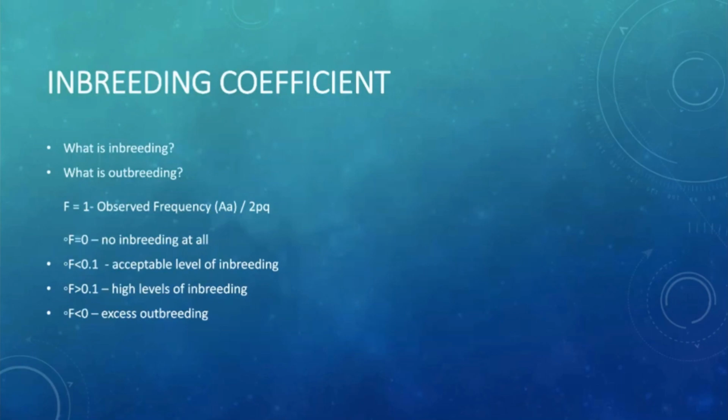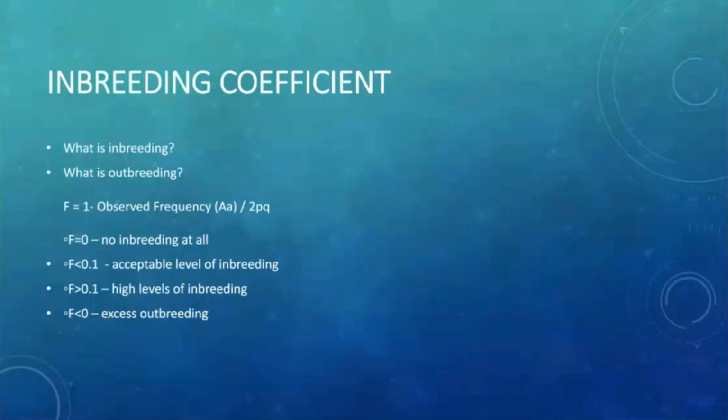So now on to the inbreeding coefficient. There are two types of breeding, inbreeding and outbreeding. What is inbreeding? Inbreeding is the breeding of two closely related individuals, which is bad because similar genotypes can cause offspring to be affected by recessive traits.